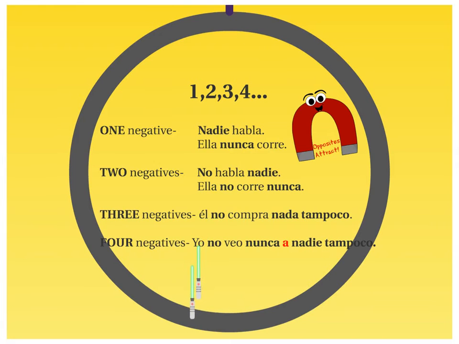And then here we've got four negatives. Are you ready for this? Drum roll. Yo no veo nunca a nadie tampoco. Which says, I don't see anyone ever also. Which I don't know why you'd ever want to say that, but just in case you ever did. Okay, I never see anyone neither, I guess is directly translated for you there.